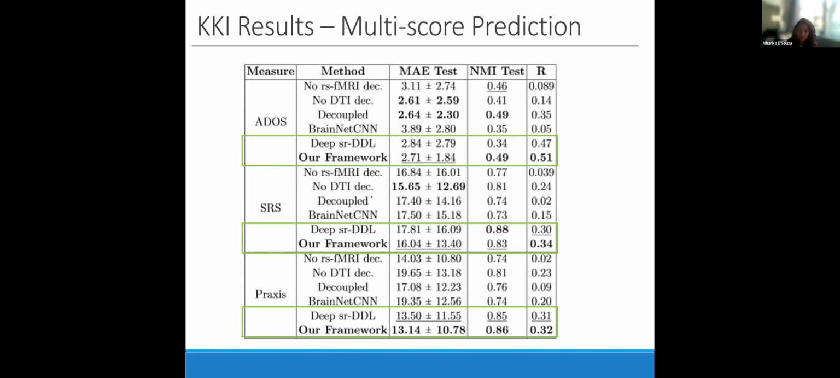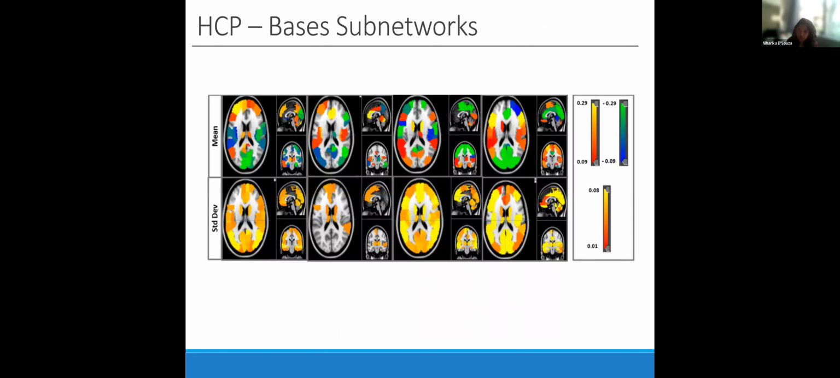We also see that the model generalizes well to the prediction on the autism dataset and provides comparable performance against state-of-the-art baselines. This is, in fact, a more challenging paradigm than single score prediction, as we are trying to predict multiple deficits simultaneously. We can also examine the basis representation that is learned by the matrix autoencoder.